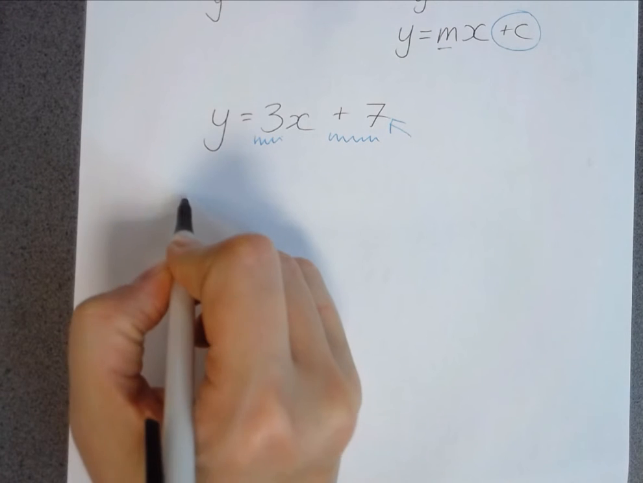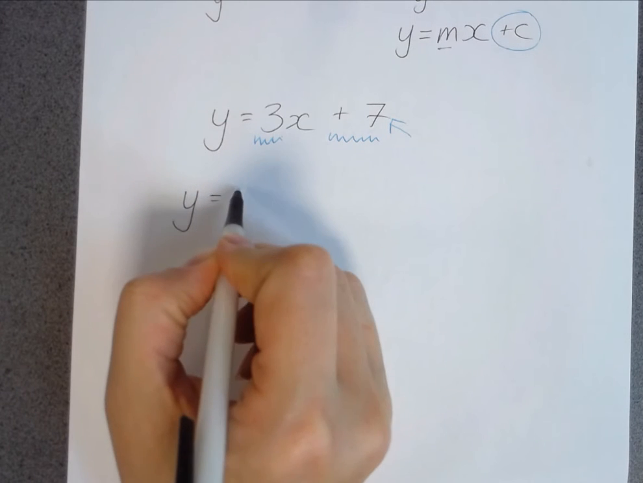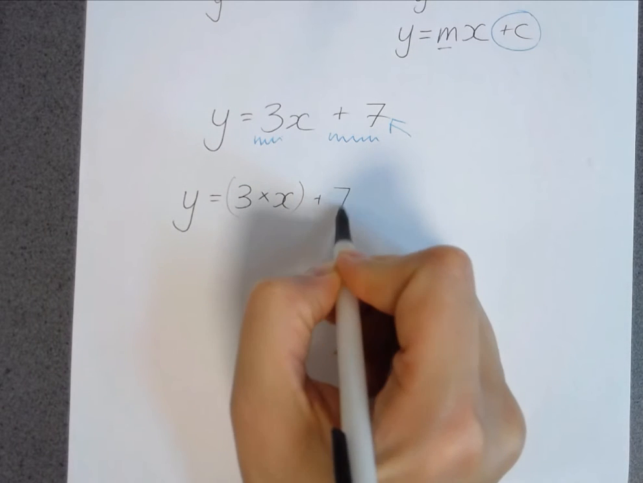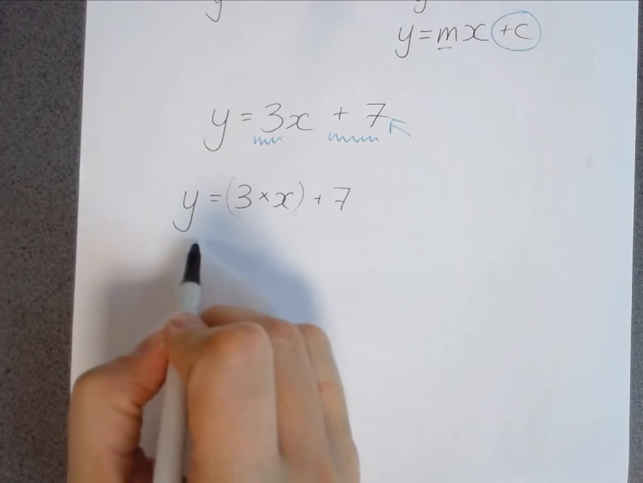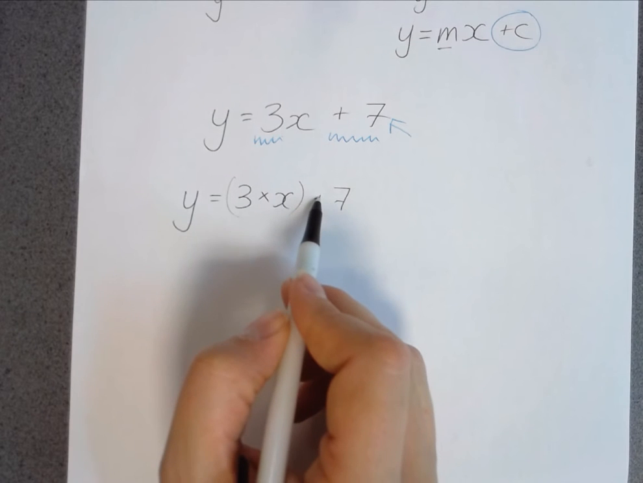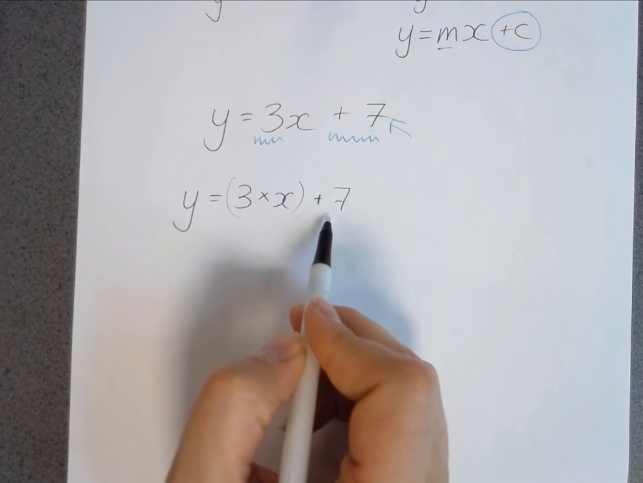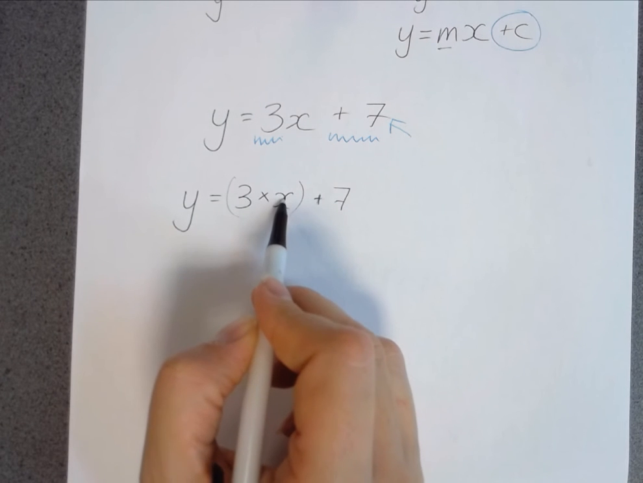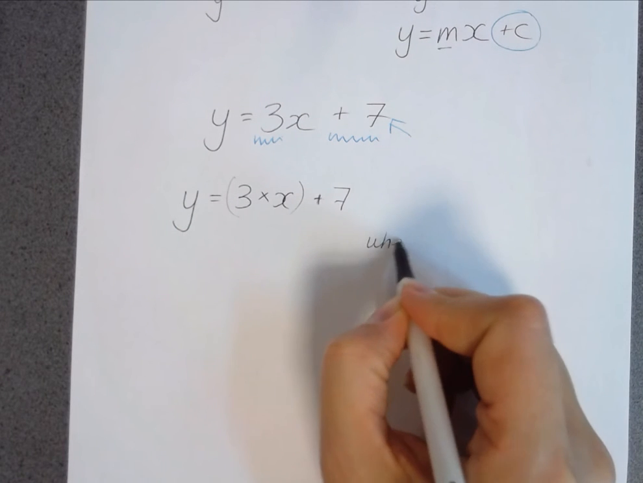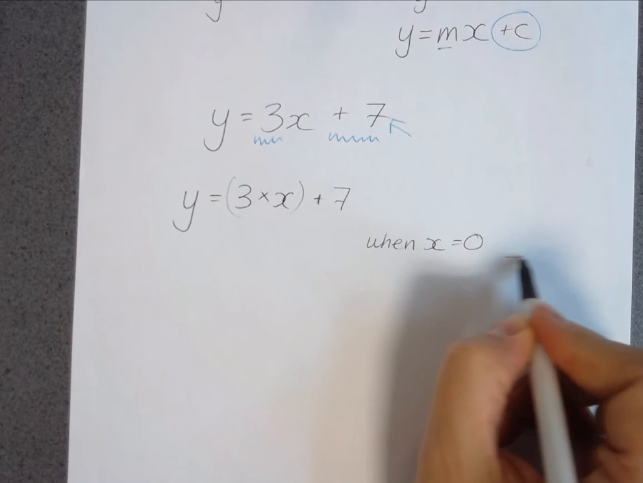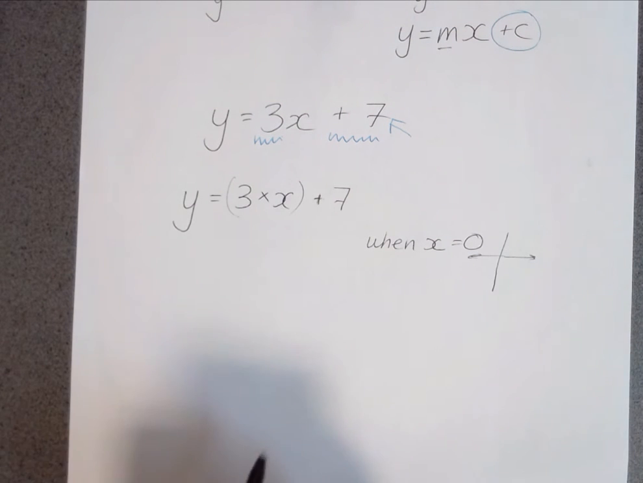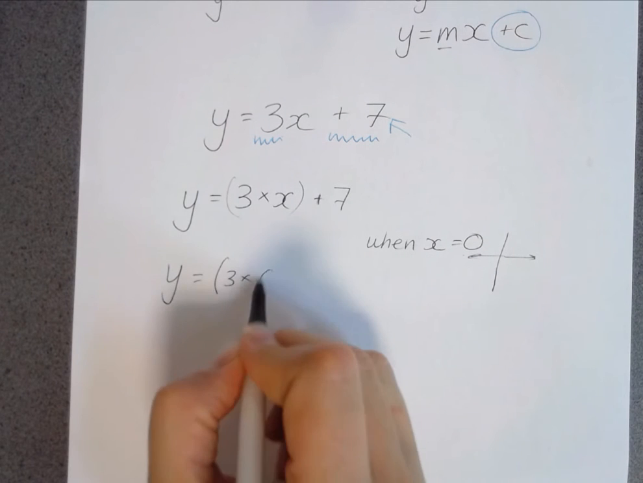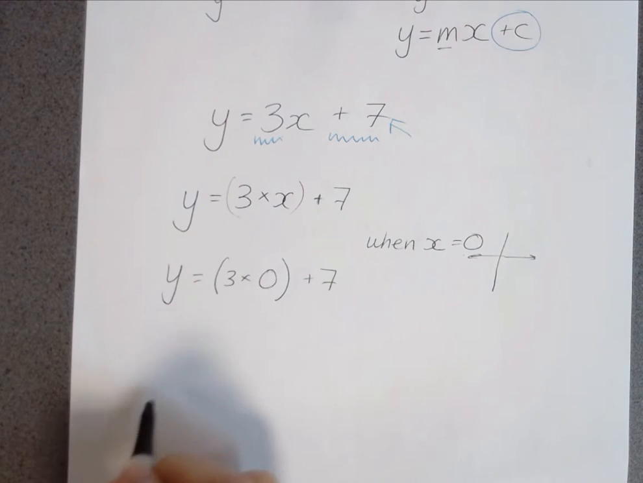Let's check it. So the y value will equal 3 times the x value plus 7 more. The reason we are trying to confirm that the y-intercept is at 7 is by using x equals 0. So when x equals 0, we haven't gone right, we haven't gone left, we've stayed put. y equals 3 times 0 plus 7.